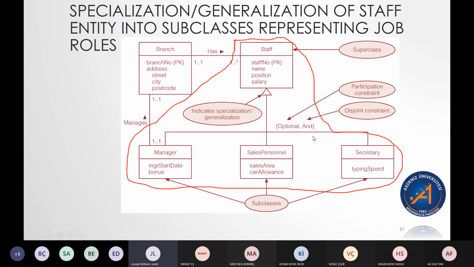So the "and" means that it can hold multiples of these. Okay, and that's something that we did not have in UML and Java. Right, we did not have the ability for an object to be multiple children. If we wanted to represent somebody who was a sales manager, we'd have to create another class called sales manager. Right?